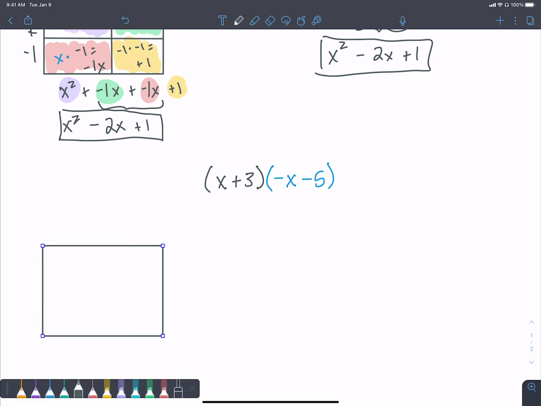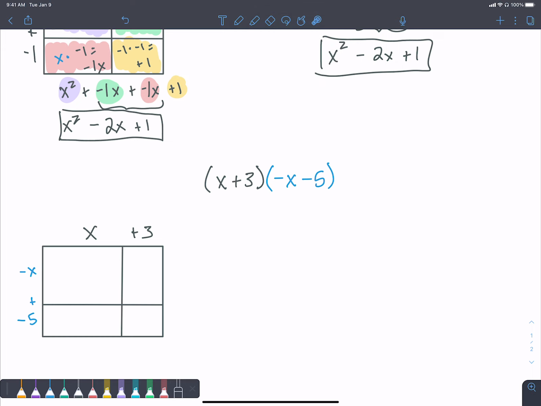I'm just breaking it up so I can get a feel for the different things that I'm multiplying together. I don't really care about the shape or the dimensions, or if it actually makes a square or anything like that. But I'm going to have x plus 3, x and a positive 3, and then I'm going to have a negative x plus a negative 5. So that's going to give me this thing here.